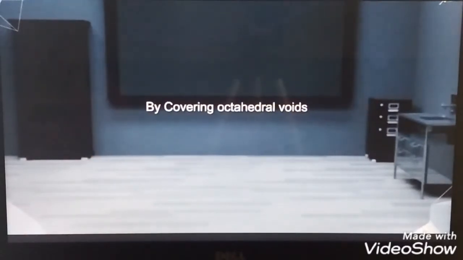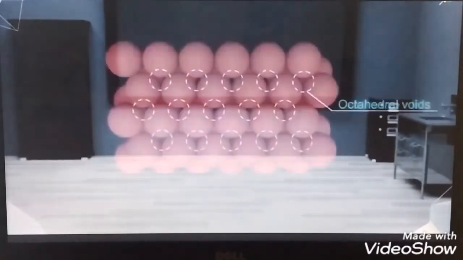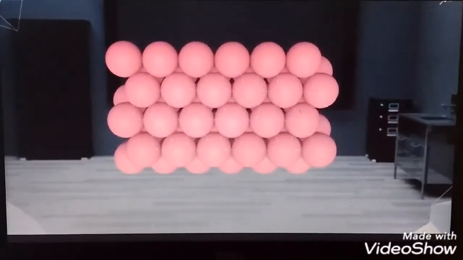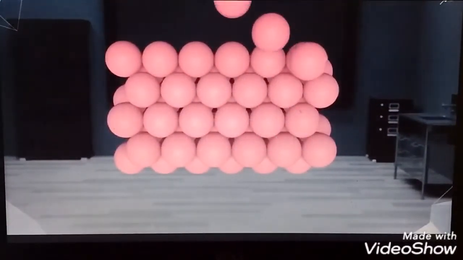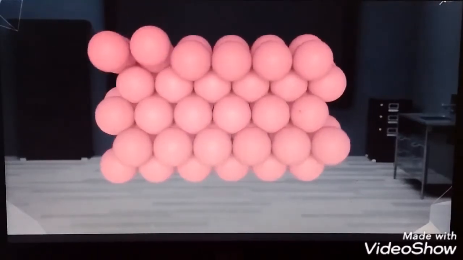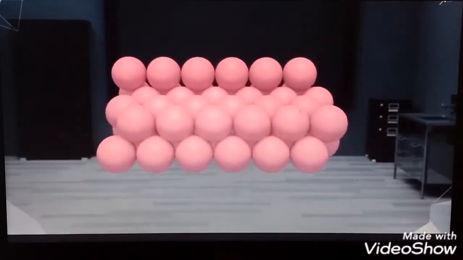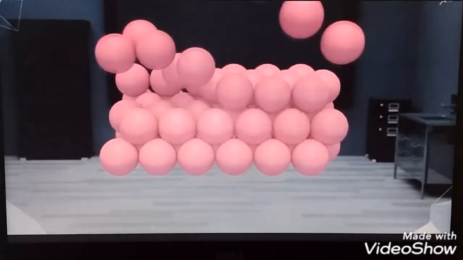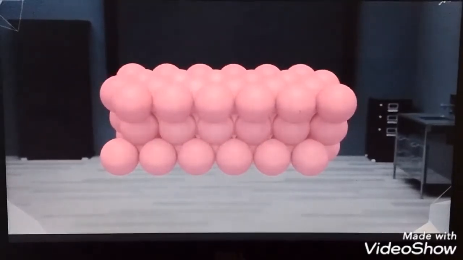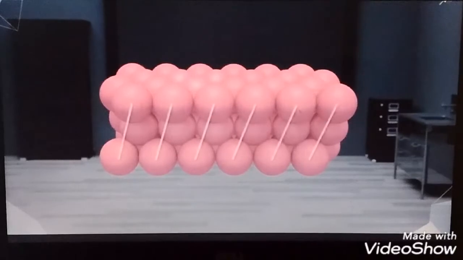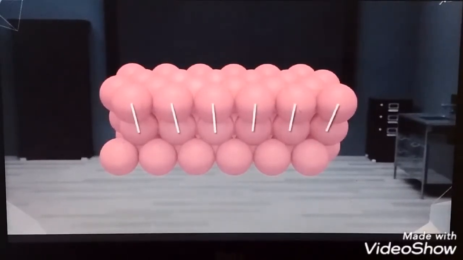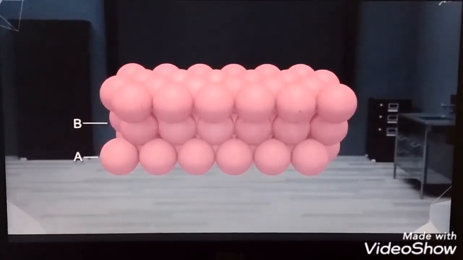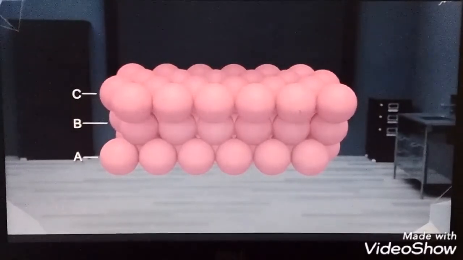Covering octahedral voids. The octahedral voids of the second layer can be covered by placing the spheres of the third layer over them. On doing so, the spheres of the third layer are not aligned with the spheres of either the first layer or the second layer. So, if we call the first layer A type and the second layer B type, then the third layer will be of C type.